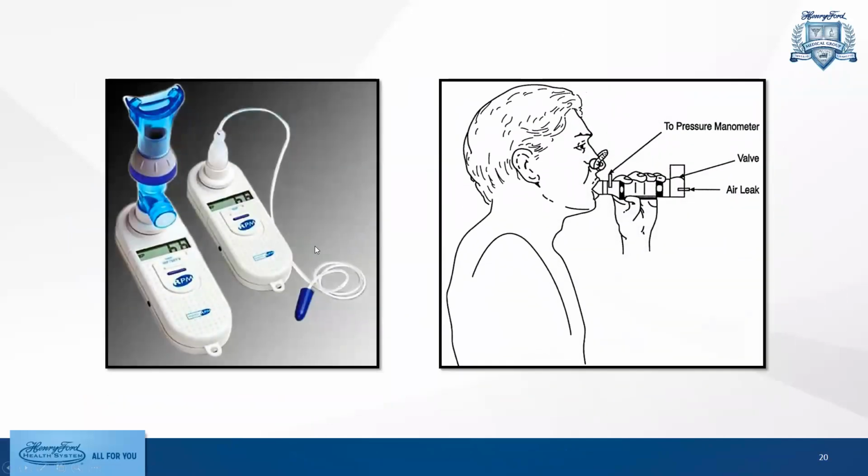And as we mentioned, those are the devices for the MIP and MEP, and they put it in their mouth, they form a tight seal, and then they do the maneuver. This is when you have problems with your facial muscles.